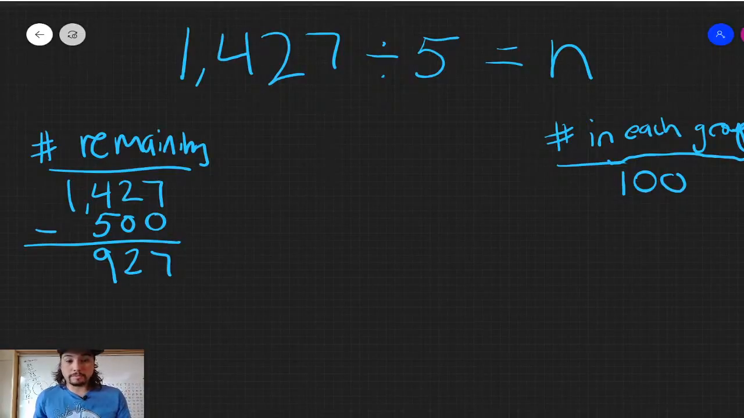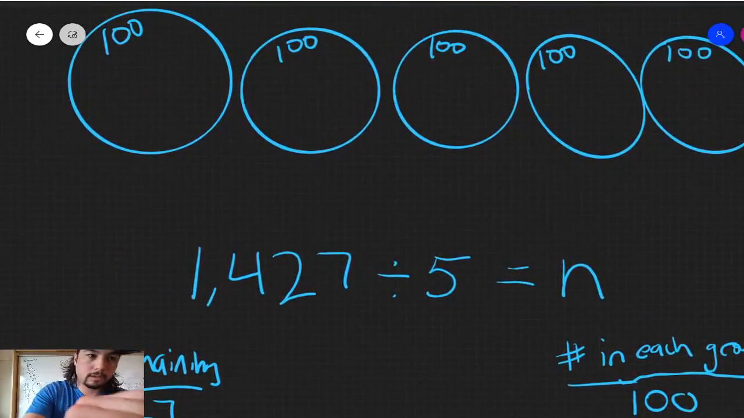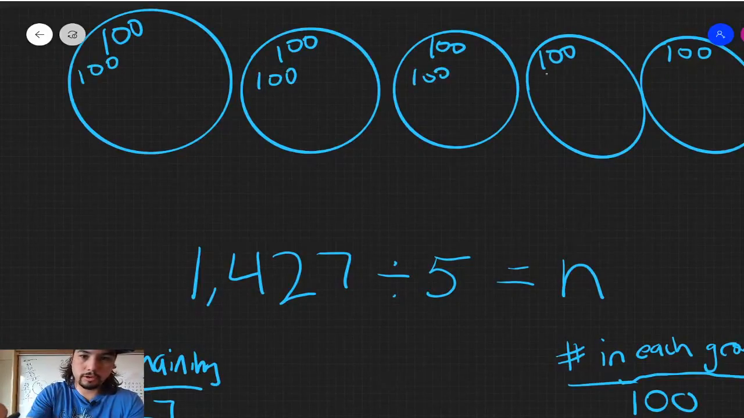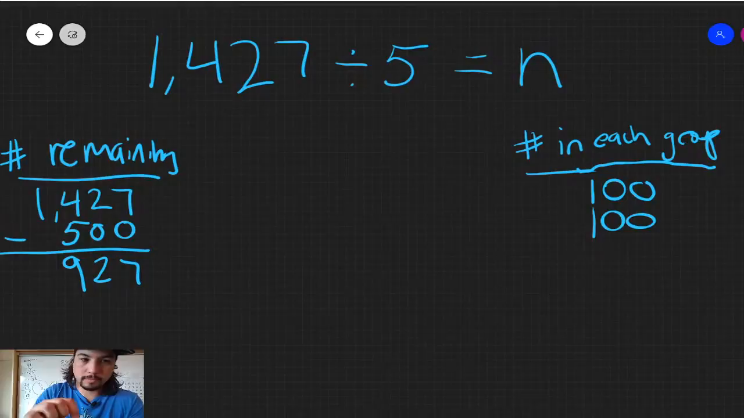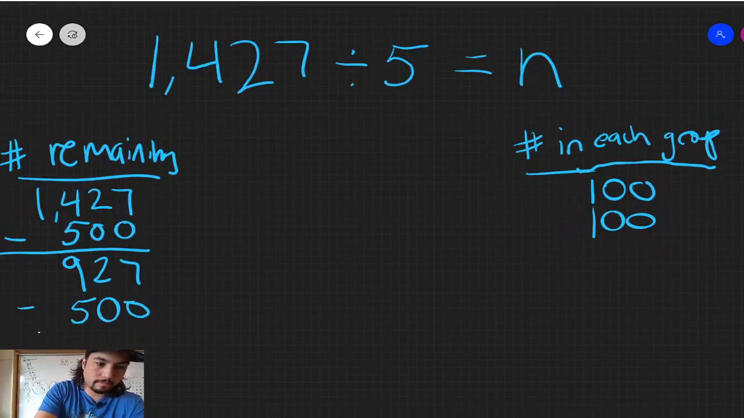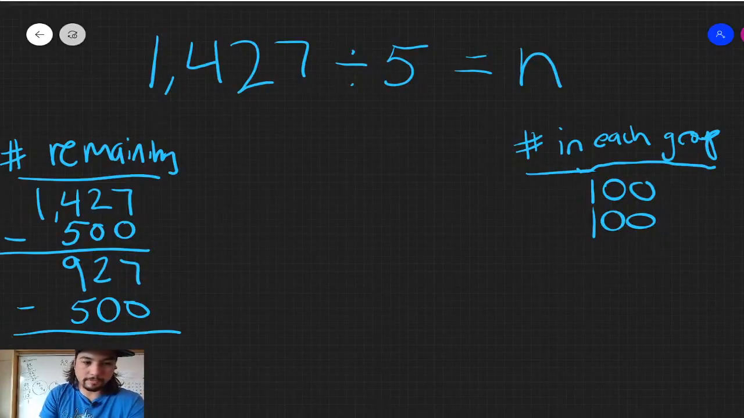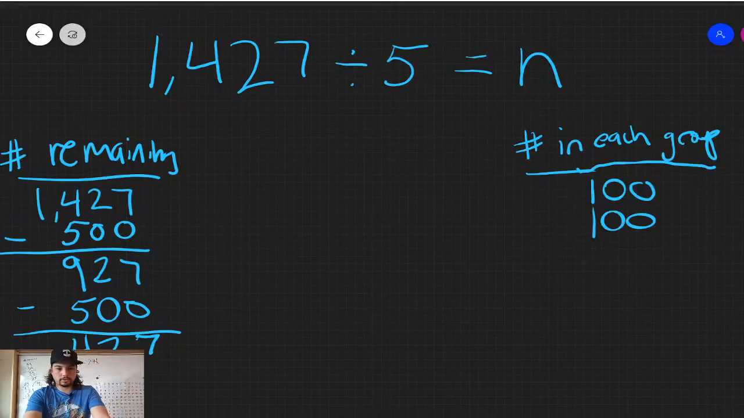Could I take out another 500? You bet I could. So let's do that. 100, 100, 100, 100, 100. I've now put another 100 in each group, and I'm going to subtract another 500 to know how much I have left. 7 minus 0 is 7. 2 minus 0 is 2. 9 minus 5 is 4. 427 remaining.